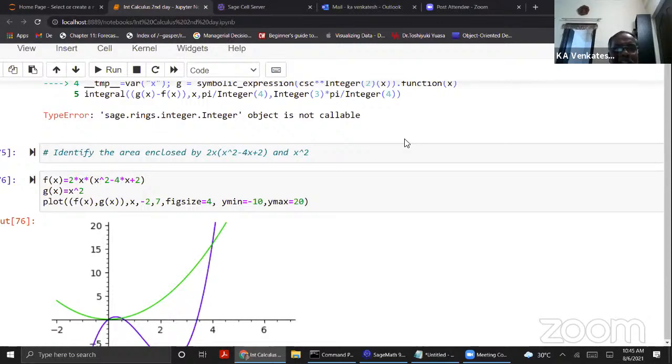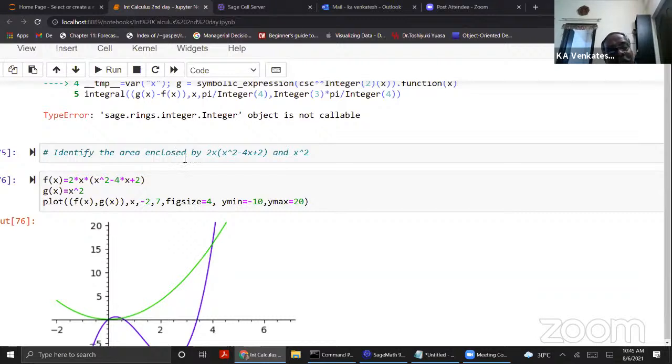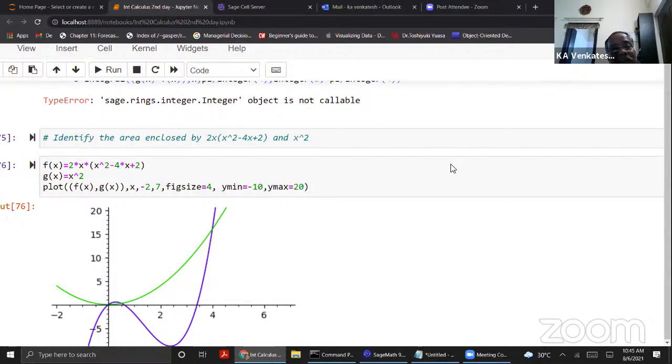Now you can take this problem. Identify the area enclosed by 2x times (x squared minus 4x plus 2) and x squared. So two curves are given, and we want the area between them. In order to find this, the best way, and we normally insist that the students also draw the graph, then we can solve it easily.